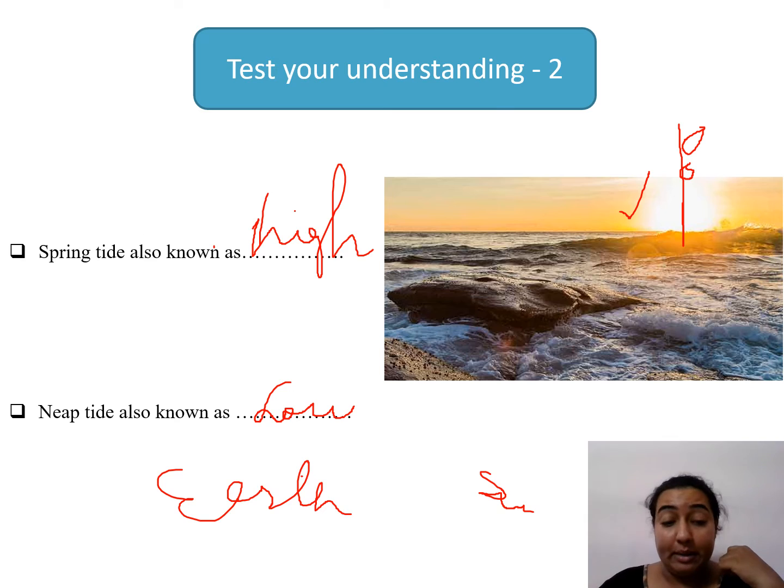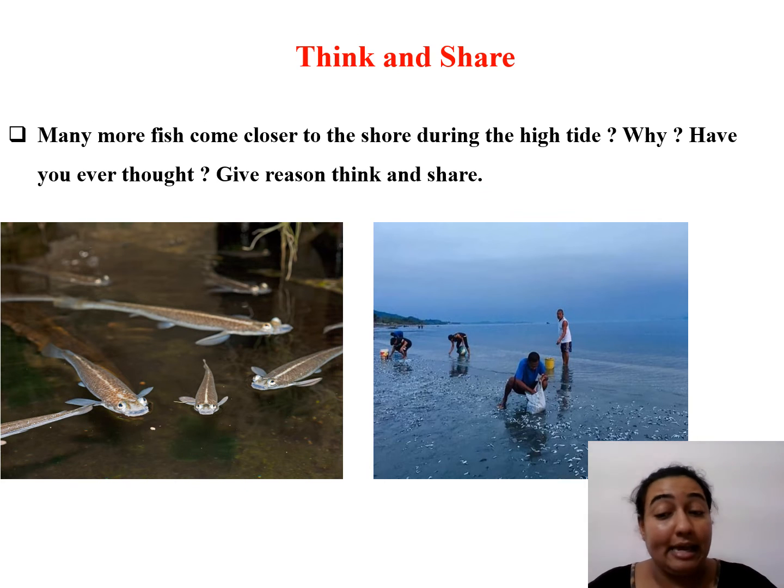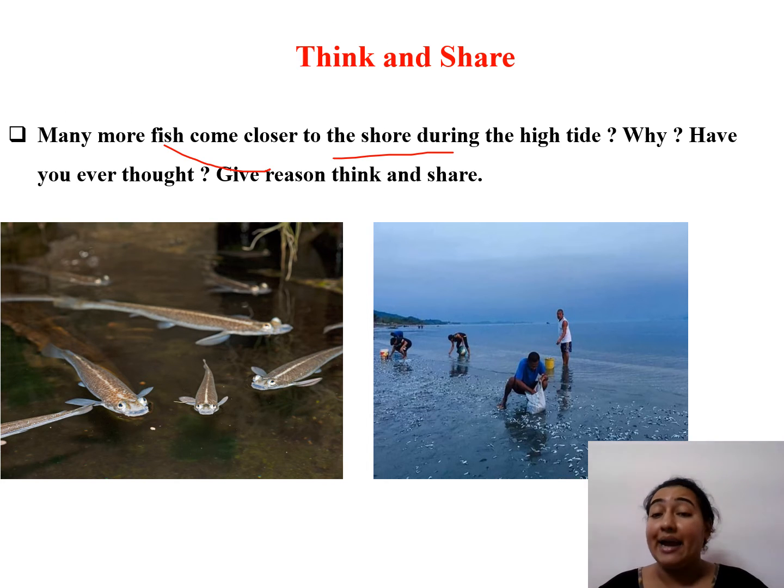So we'll move forward. Now think and share. Think and tell me, why is it so that many more fish come closer to the shore during the high tide? जब high tide होती है, when there is a spring tide, why is it often that we see that fishes are coming closer towards the shore? नदी के किनारे ज़्यादा आती हैं. Have you ever thought? If you have thought and observed, give me reasons why.